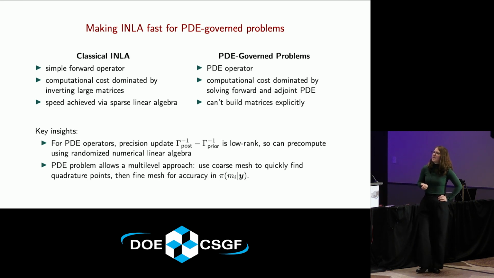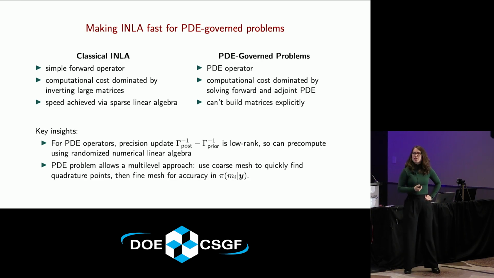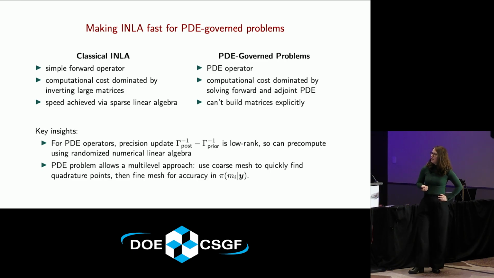The other insight is that there's something unique about PDE problems, which is that we can use different kinds of meshes to make it either fast and more approximate or slower but more accurate. So we can use a multi-level approach, which is to use a coarse mesh to quickly find the quadrature points for all of those computations that go into that and all of the optimization that we need to do to find the maximum point, and then use a finer mesh in the last step where we care more about accuracy to get our distribution of mi.